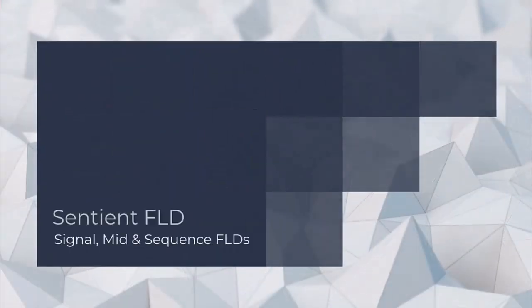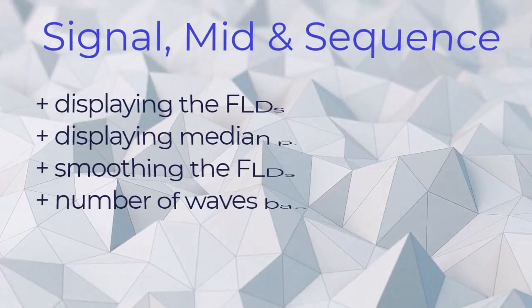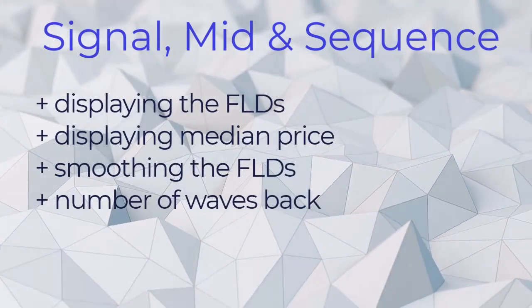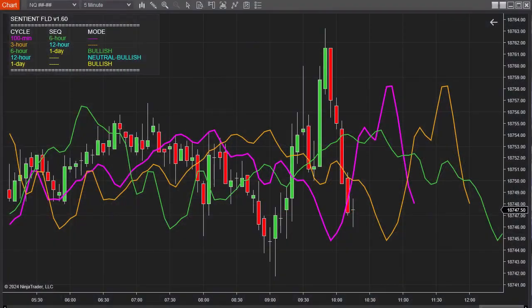Signal cycle, mid-cycle, and sequence cycle. Those are the three FLDs that are displayed on our chart. Now, there is an FLD for each and every cycle in our nominal model, and we will be learning later what a nominal model is.